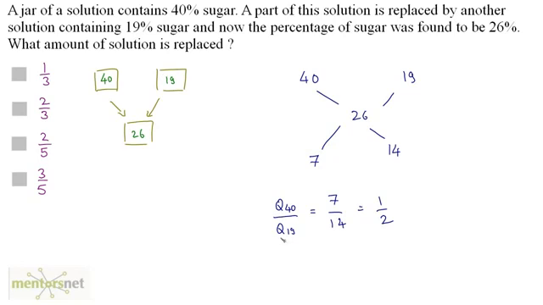So what we want is, what part of the 19% sugar solution is added? Well, we have overall 3 parts, and out of that 2 parts are of the 19% sugar solution, right? So the quantity of the 19% sugar solution is equal to 2 parts out of 3 parts, right? And this much amount of solution is replaced. So option C is the correct answer.